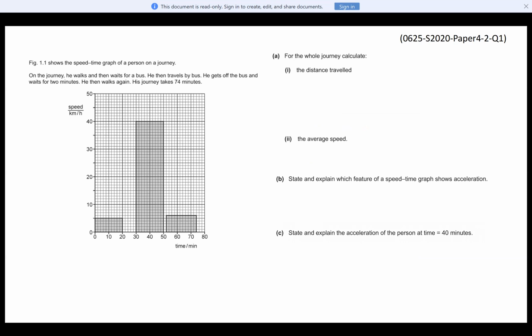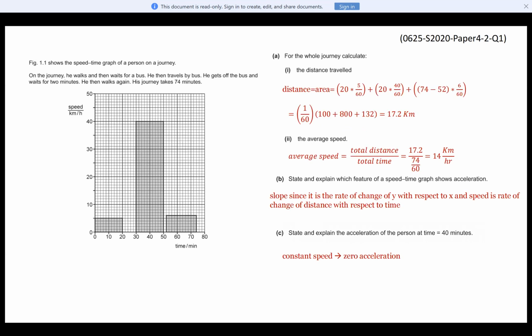Figure 1.1 shows the speed time graph of a person on a journey. On the journey, he walks and then waits for a bus. He then travels by bus. He gets off the bus and waits for 2 minutes. He then walks again. His journey takes 74 minutes. For the whole journey, calculate the distance traveled and the average speed. So let's look at the written answer and discuss together.